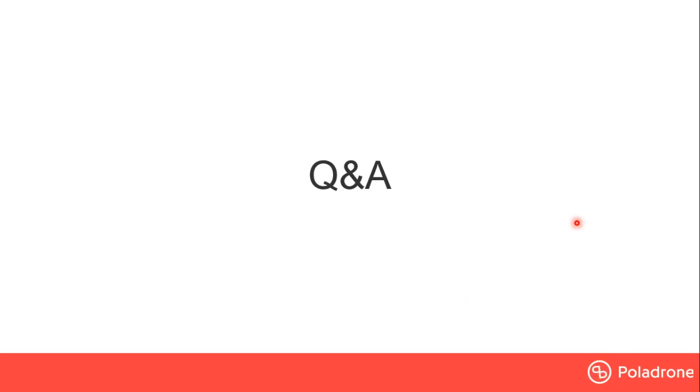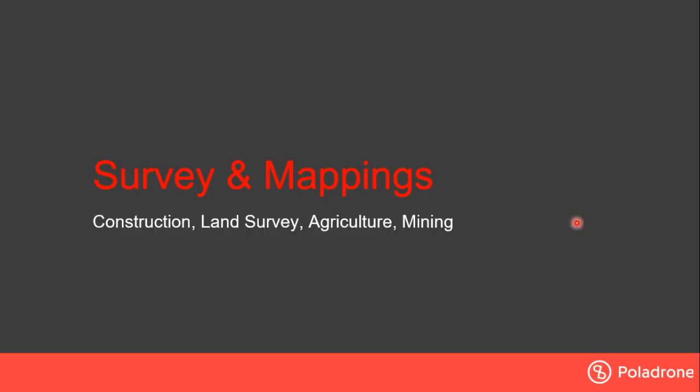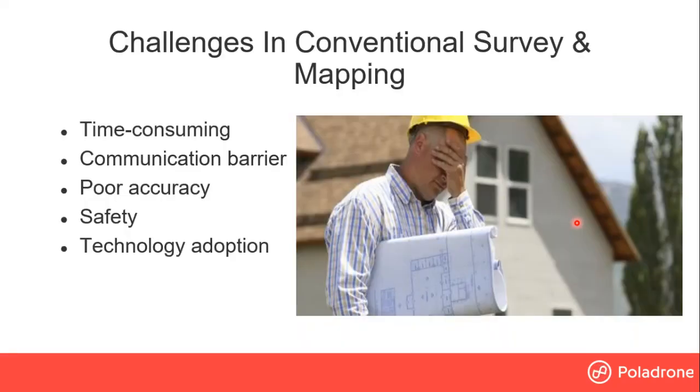All right, thank you, Afik. Okay, let us proceed to the next part. So the first industry we're going to talk about is survey and mapping. Of course, survey and mapping can be applied to many different industries such as construction, land survey, agriculture, and mining. Before that, these are some of the challenges that conventional survey and mapping face. Number one is time consuming. Number two is communication barrier, poor accuracy, safety, and the last one is technology adoption.